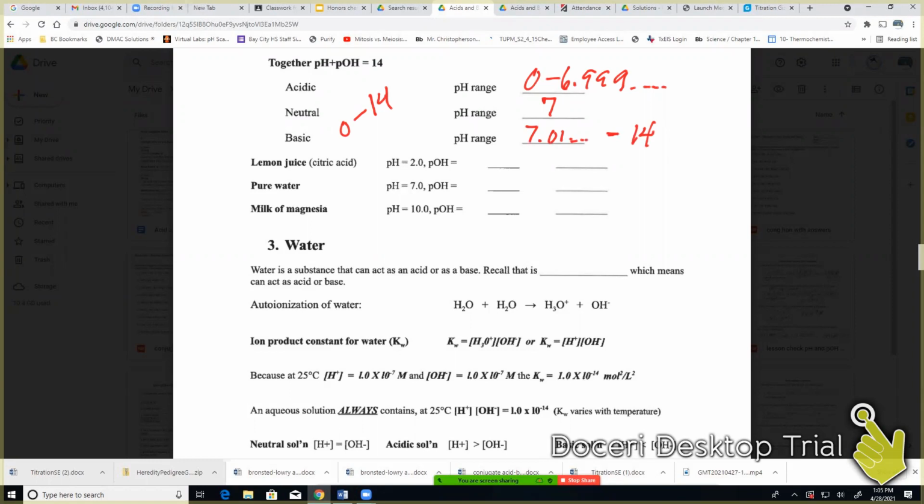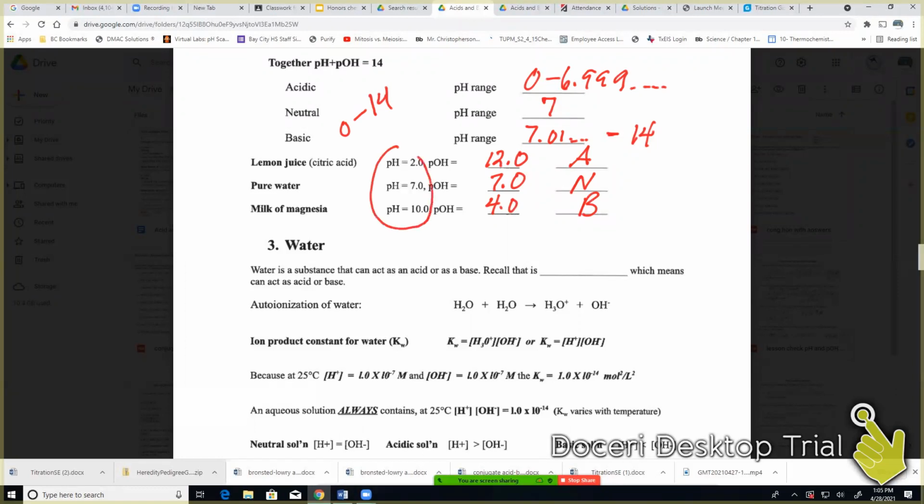So if we look at lemon juice, it has a pH of 2, pretty low. So it is acidic. It's an acid. To get its pOH, I would do 14 minus 2, and that would tell me it would have a pOH of 12. Pure water has a pH of 7, so that means it has a pOH of 7, and that would be neutral. And then milk of magnesia, which is something for upset stomach, it has a pH of 10, so 14 minus 10 would tell me it would have a pOH of 4, and that would be basic.